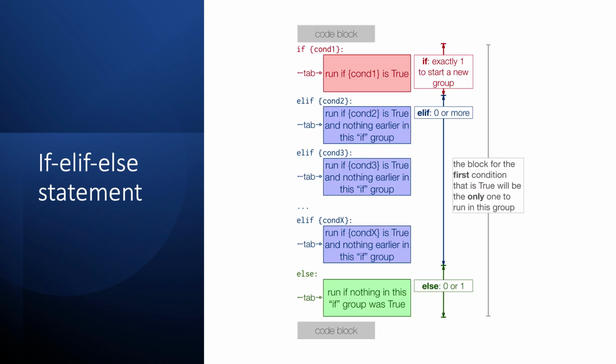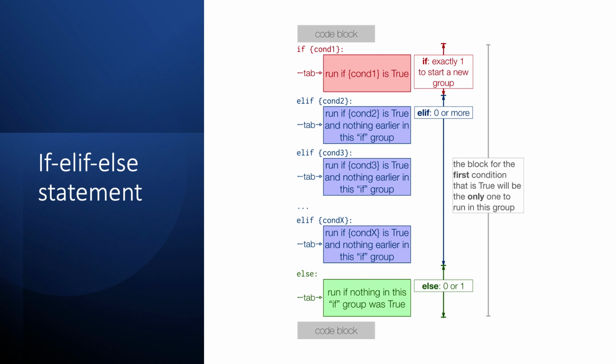Now this slide provides a detailed explanation of the if, elif, else statement in Python, which is a more complex conditional structure used to evaluate multiple conditions in sequence. The slide illustrates the syntax and flow of the if, elif, else statement. So it starts with the if keyword, followed by the first condition, cond1. Now if cond1 is true, then the code block under this if statement is executed. But if cond1 is false, then the program moves to the elif keyword, which is short for else if, to evaluate the next condition, which is cond2.